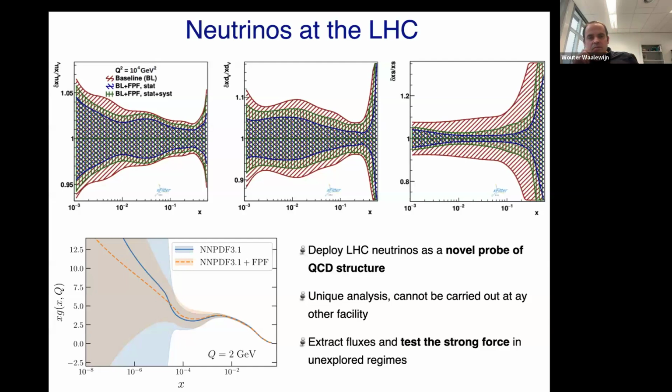And then what happens if you include a future forward physics facility, maybe clearer to see in the bottom panels, then you can see that for the gluon PDF, if you want to probe the small x region, you get a much stronger constraint from such forward physics detections.